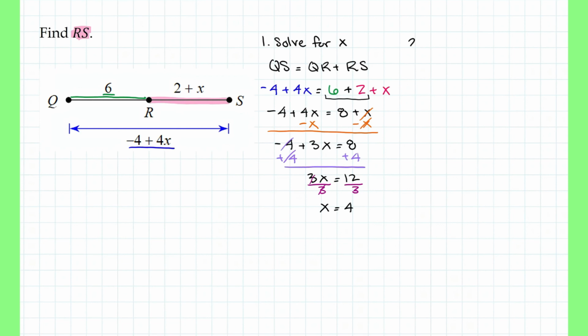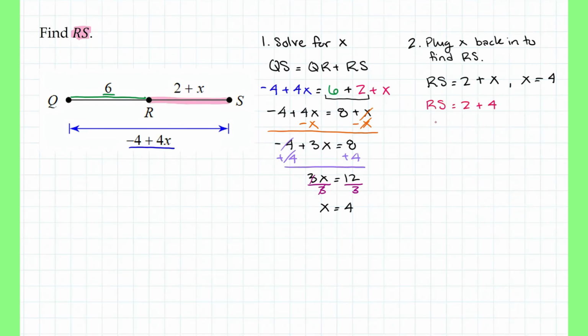So step 2, we're going to plug x back in and solve for RS. I like to rewrite what RS is so I don't plug it into the wrong one. RS is 2 plus x, and we also found that x was 4. So we're going to replace that x with the value 4. So RS equals 2 plus 4. Our final answer is RS equals 6, or 6 units.